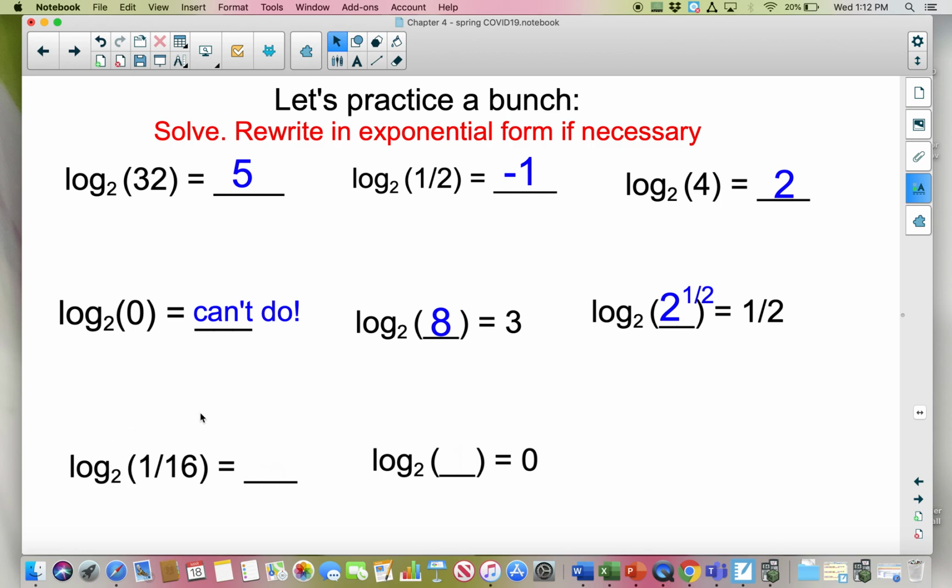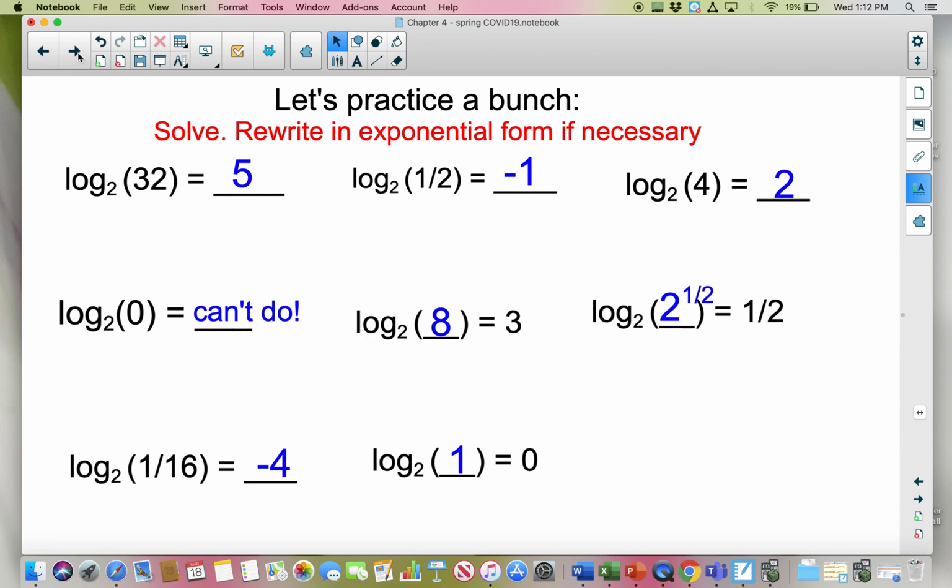2 to the what is 1/16. Again, tricky with the fraction. I know 2 to the 4th is 16. So 2 to the negative 4th, well, reciprocal to 1/16. And last but not least, 2 to the 0, anything to the 0 is 1.